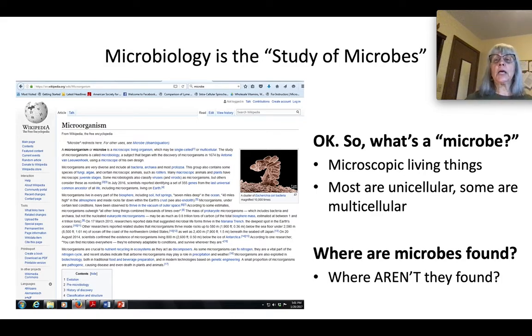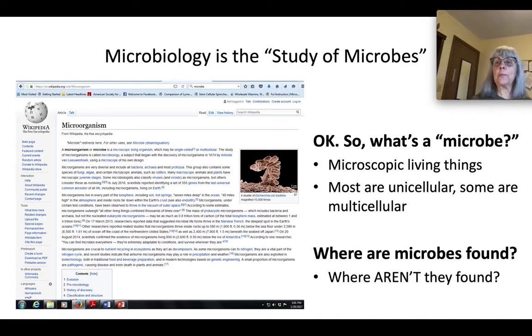Microbiology, if you take the word, you can break it into two parts. Biology is the study of life, and micro is small, so it's a study of small life. You need a microscope to see them. And we really weren't able to see them at all before the invention of the microscope. So it is a study of microbes. Another name would be microorganisms.